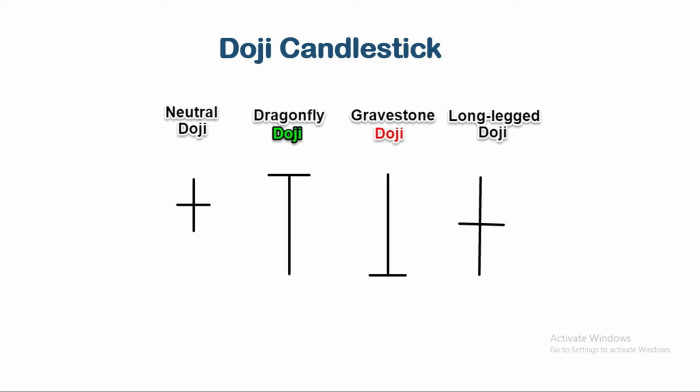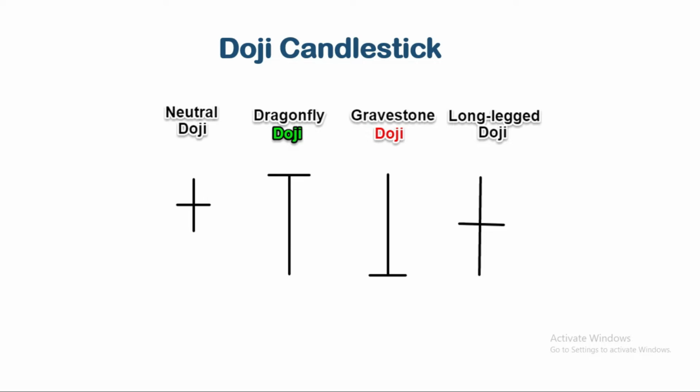And the last is the long leg doji. The doji can be a short leg or long leg. Long leg shows that people on both sides are trying to pull the price in their favor, but at the end it closes with the open equal to the close.